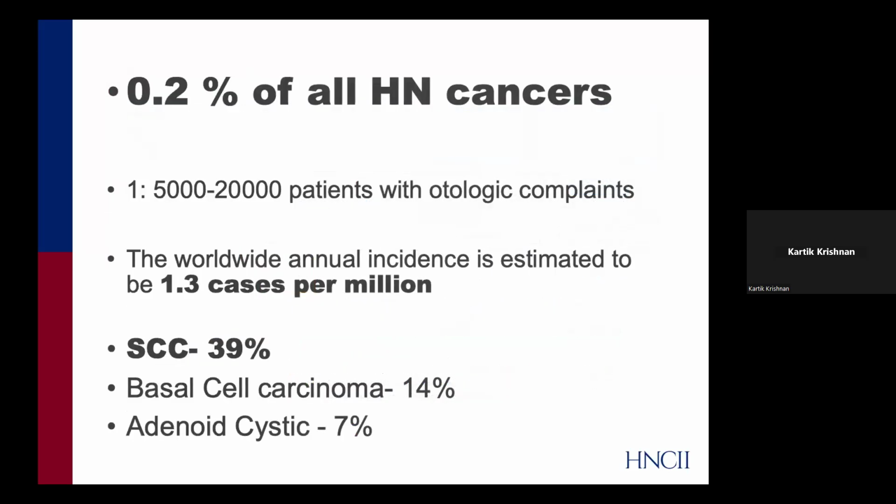So the temporal bone cancers form around 0.2% of all head neck cancers. Generally, as a ratio, it is one out of 5,000 to 20,000 patients who present to us with otologic complaints. The worldwide incidence is estimated to be around 1.3 cases per million. And the most common cancer of the temporal bone we see is squamous cell carcinoma. Others are basal cell carcinoma and adenoid cystic.